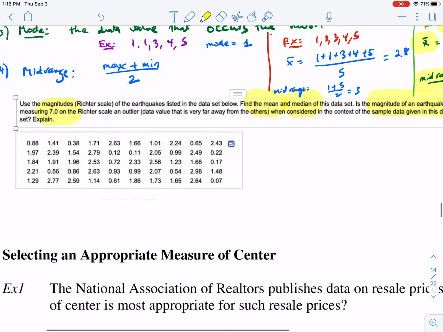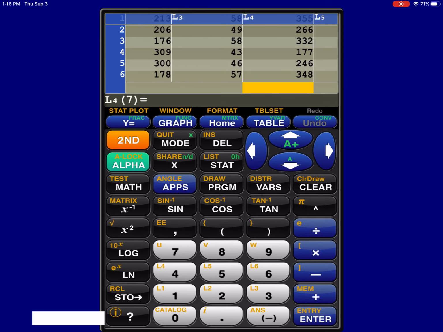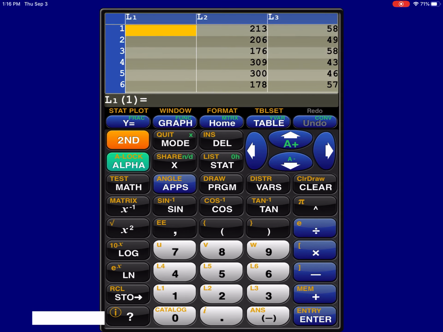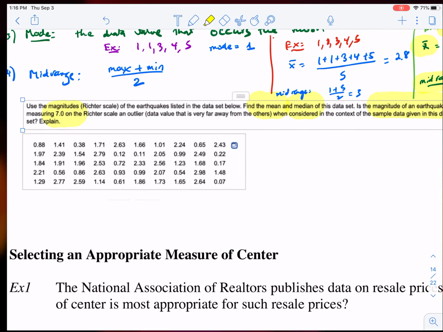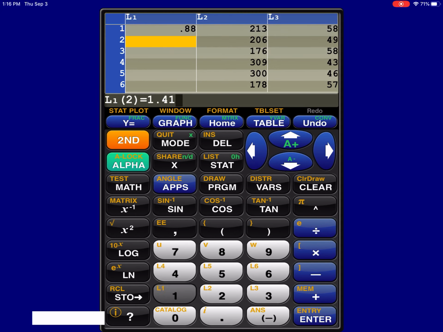Okay, so how do we compute the mean? We would take all these data values and divide by how many there are. We would have to manually enter all this data. If I was to use the calculator, I would go to stats, edit, clear, and then enter the data under one of these columns. So 0.88, 1.41, and you keep doing that until you hit 51.